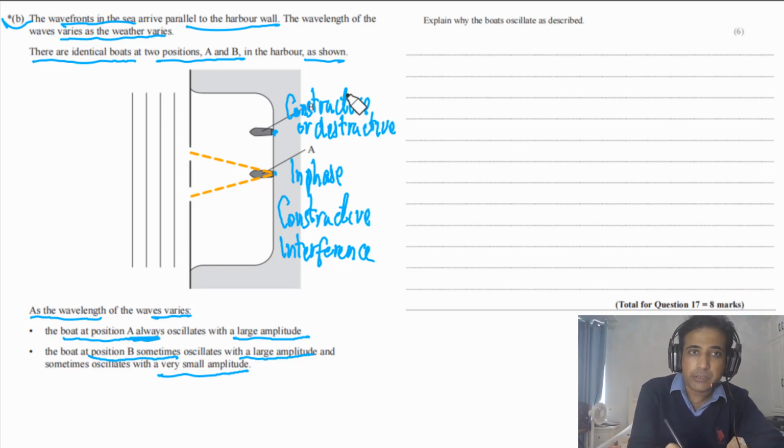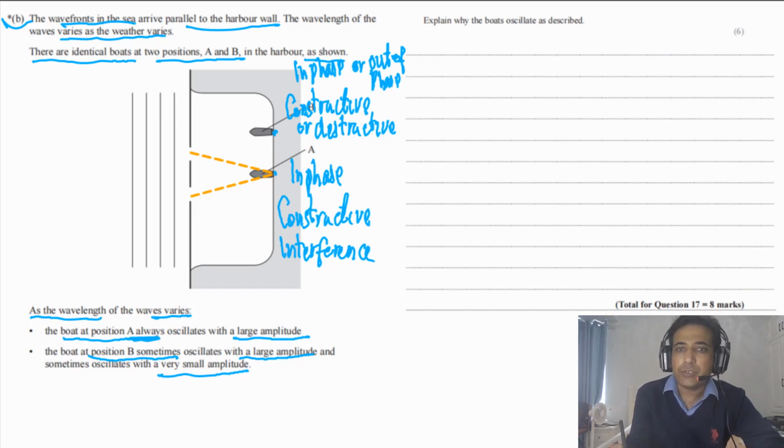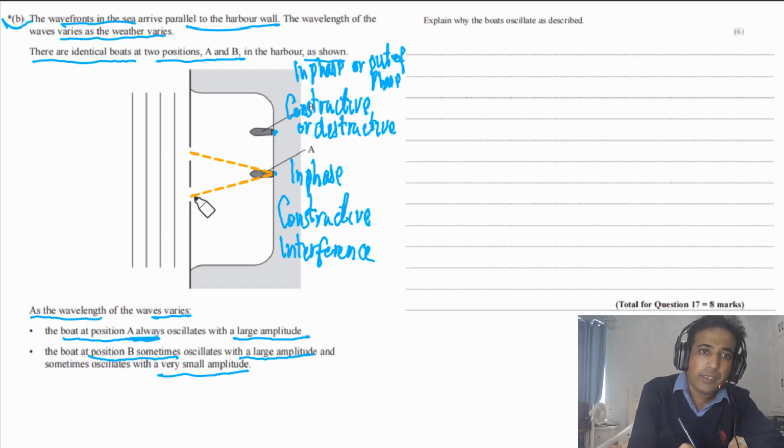So constructive or destructive, it means that sometimes waves arrive at this position in phase, or sometimes in anti-phase, out of phase. The better way to say is out of phase. So sometimes they are in phase, sometimes they are out of phase. Now we need to understand when they will arrive here in phase and when they will arrive out of phase. So this is the distance traveled by the waves.